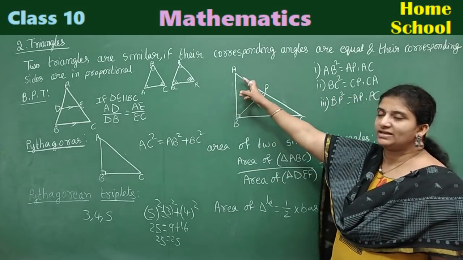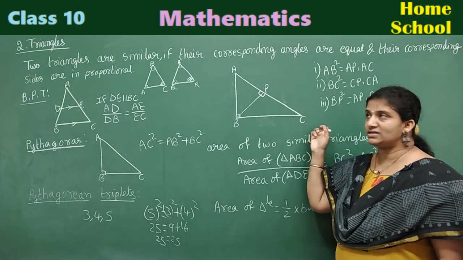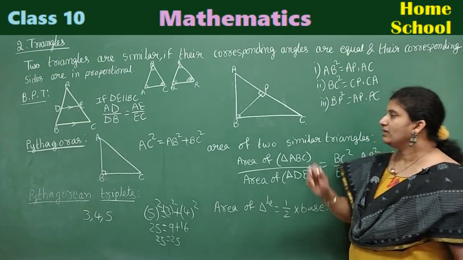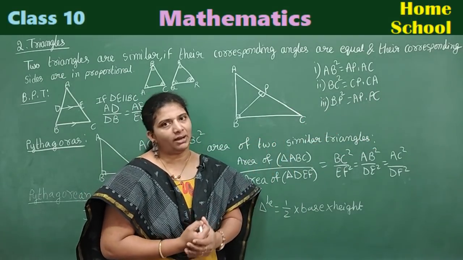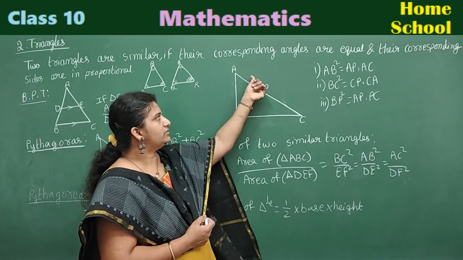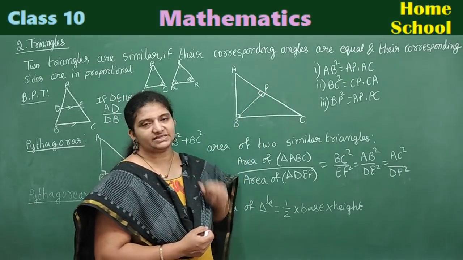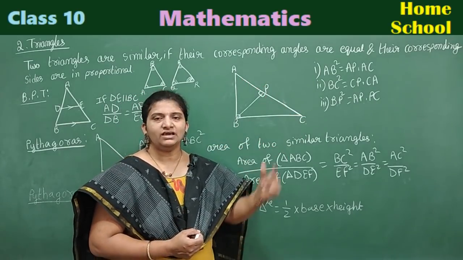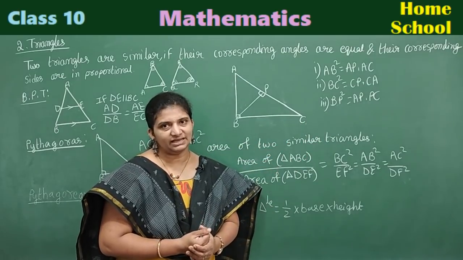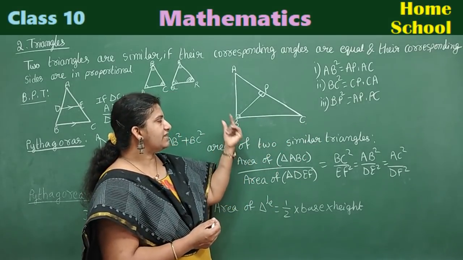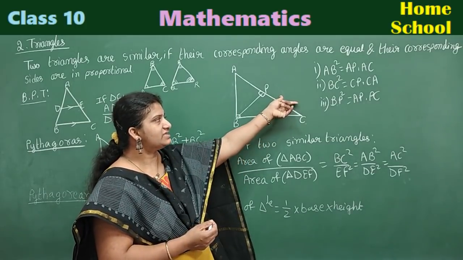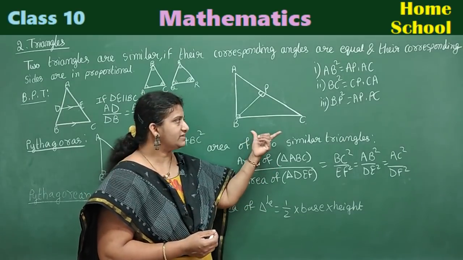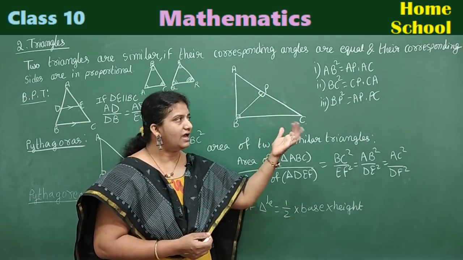Okay. AB square is equal to AP into AC, BC square is equal to CP into CA, and BP square is equal to AP into PC. When you apply these formulas, when this and this value is given, find PC. At that time, directly you can say BP square is equal to AP into PC. Apply that formula, you can find the PC length. In the same manner, suppose they give you this length and this is not given, AC length is given. At that time, directly you can apply BC square is equal to CP into CA and find the missing length.